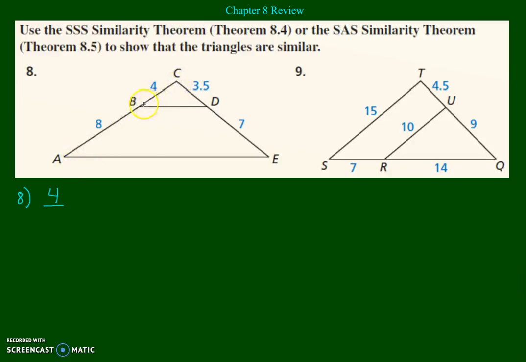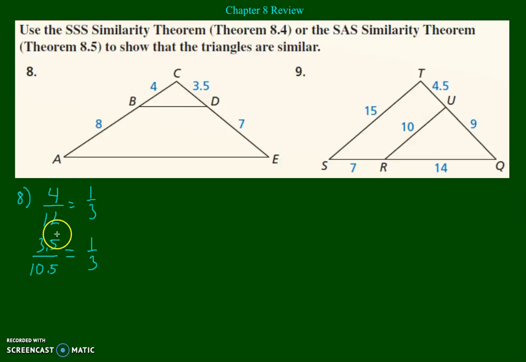Be very careful because we're not dealing with 4 to 8. We're dealing with 4 to 12. So the side of this little triangle and this corresponding side of the big triangle. So 4 to 12 gives us 1/3. Then this side, which is 3.5, is to 7 plus 3.5, which is 10.5. And this also simplifies to 1/3.